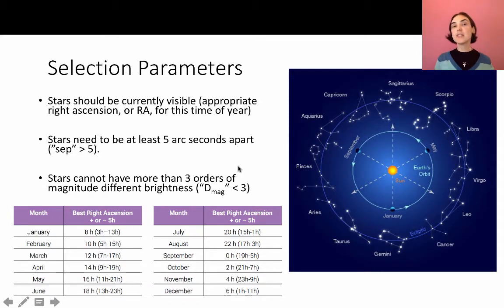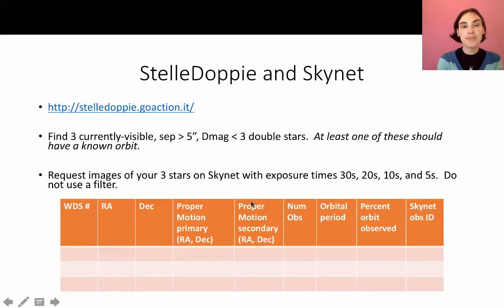The stars also need to be at least 5 arc seconds apart. If they're closer than that, then the Skynet images will show both stars as a single blur, and that won't be very helpful if you're trying to measure the position angle and separation of one relative to the other. And also they need to be about the same brightness. If they're more than 3 orders of magnitude different in brightness, then you're not going to be able to get them both on the same image. So this delta mag, Dmag, needs to be less than 3.